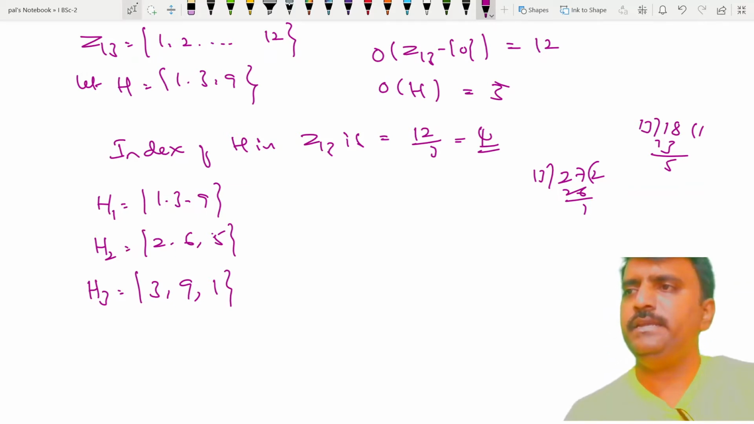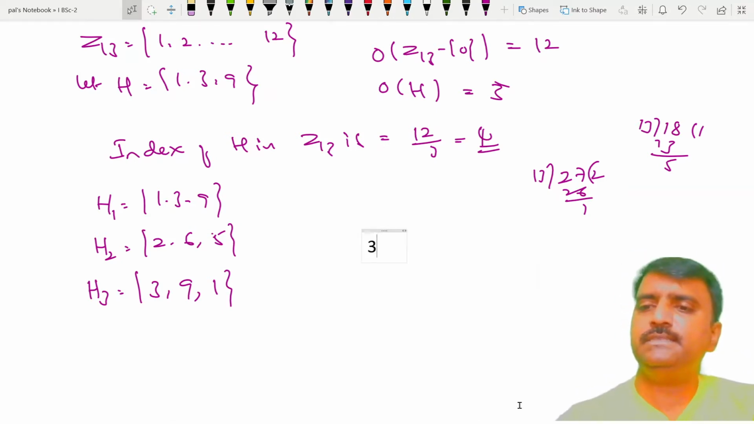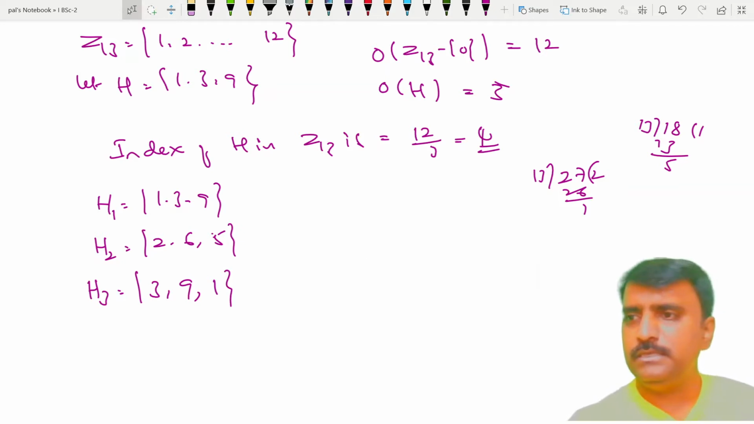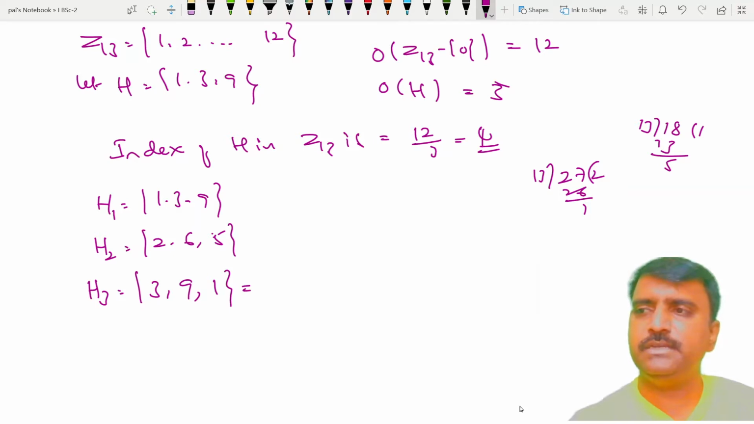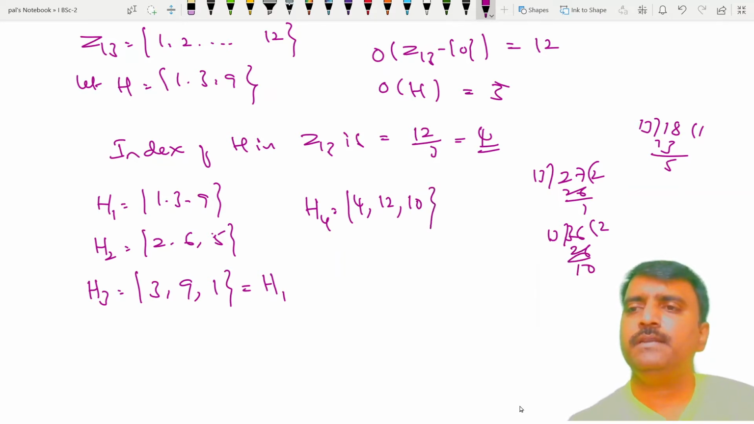Similarly, we need to find 2 more cosets. So this h3 is the same as h1. So in total, how many distinct cosets will there be? There will be 4. So now we have 2, and we need to find 2 more. Next, take h4, multiplying by 4: 4 times 3 is 12, 4 times 9 is 36. 36 under modulo 13: 13 times 2 is 26, so it is 10. So it is different from h1, h2, h3.